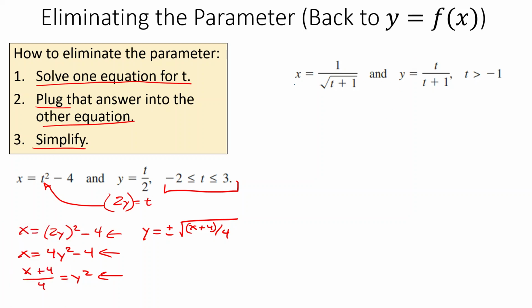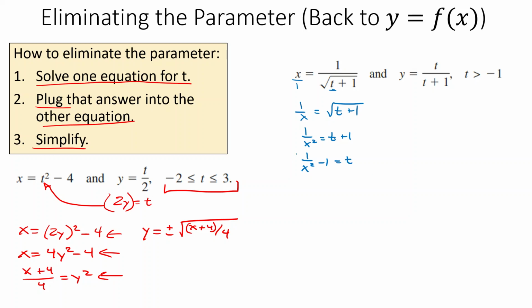All right, so again, we've got x is something in terms of t, y is something in terms of t. Since there's 2 t's here and just the 1 t here, let's try and solve for that t. All right, so the first thing I want to do is get this off the bottom. So I'm going to flip both of these. So I'm going to say now we've got 1 over x equals the square root of t plus 1, just by flipping both sides. We can do that. Square both sides. And then subtract the 1.